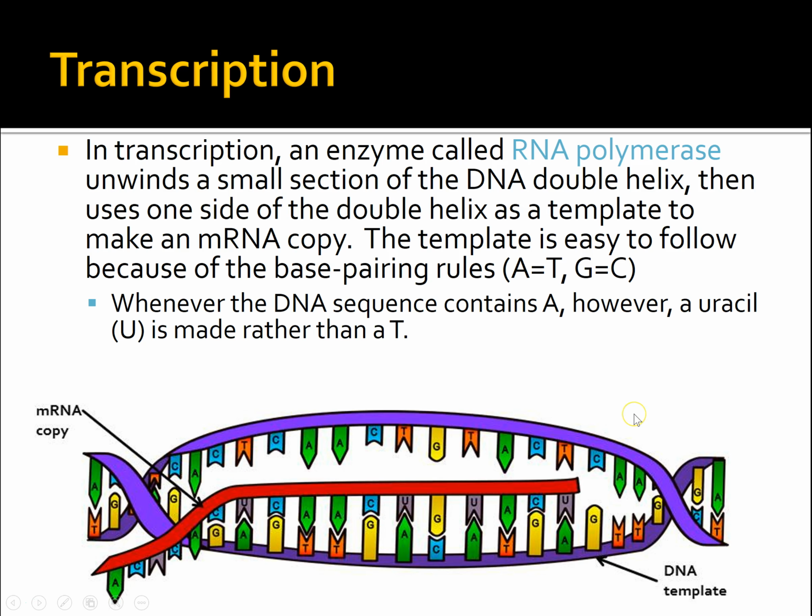The template is easy to follow because of the base pairing rules. Normally we have A to T and G to C in the DNA, but whenever the DNA sequence contains an A, uracil is made rather than a T. So here in our mRNA copy, A is going to be bonded with U. C and G are still together. The thymine in the DNA still bonds with an adenine. But you'll notice as you go down this mRNA strand, you'll see only A's, C's, G's, and U's.